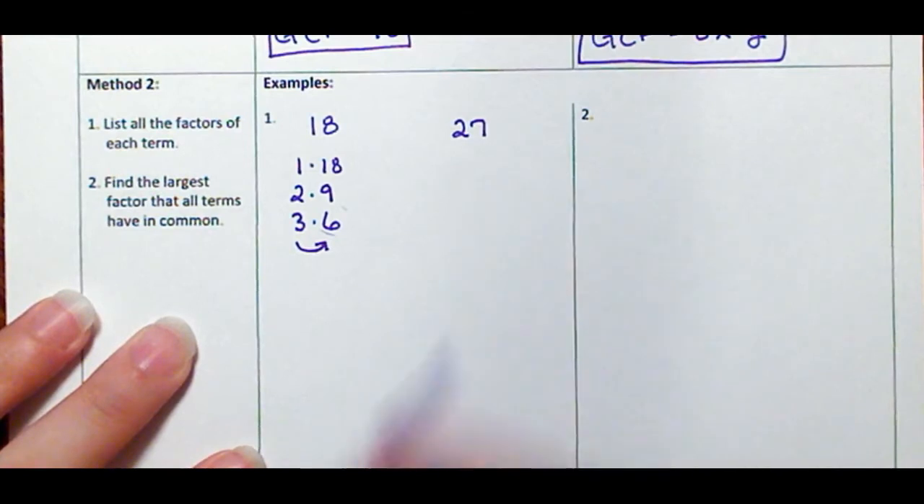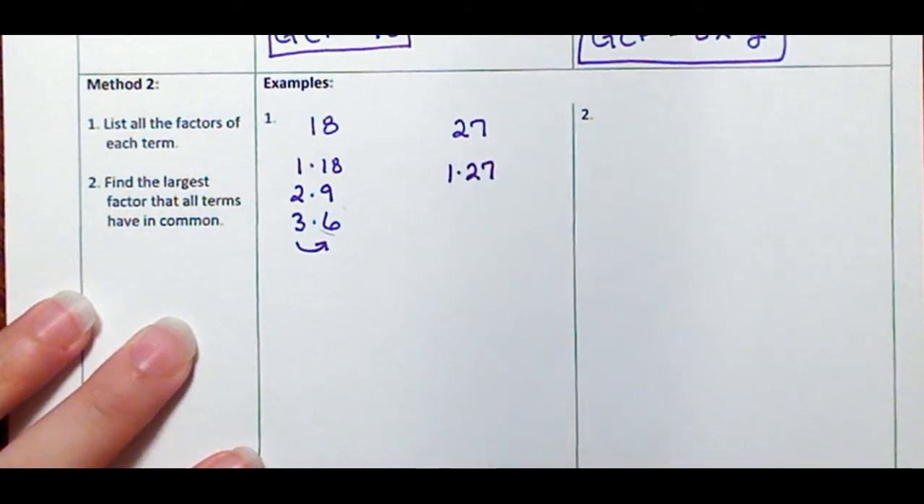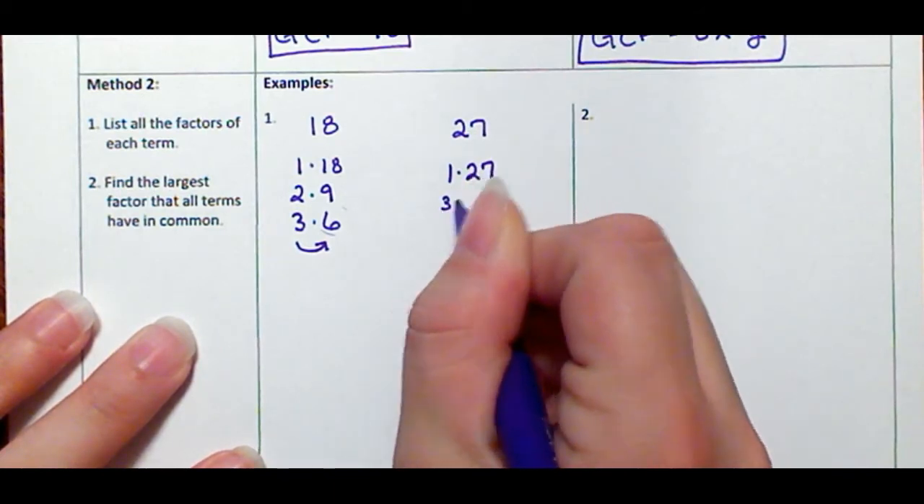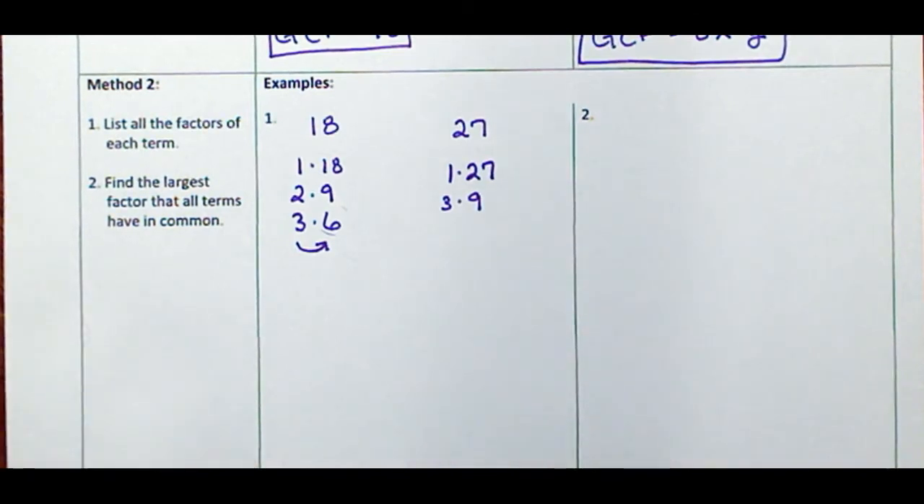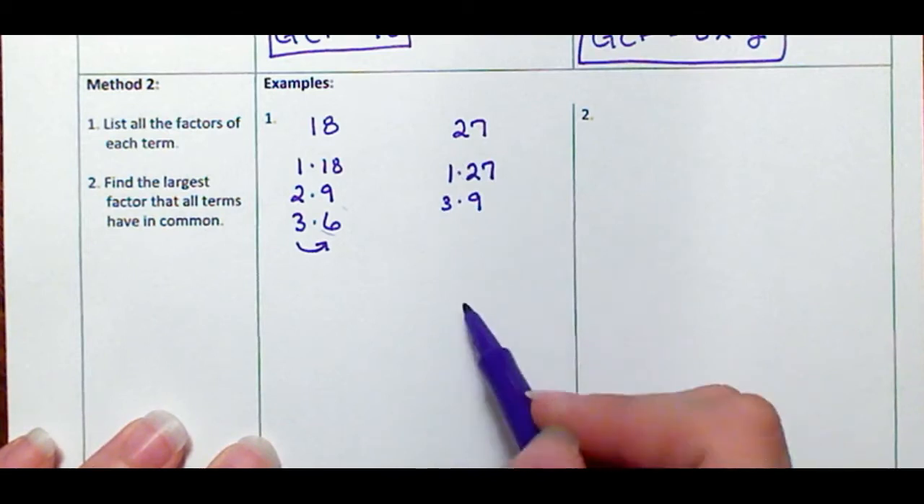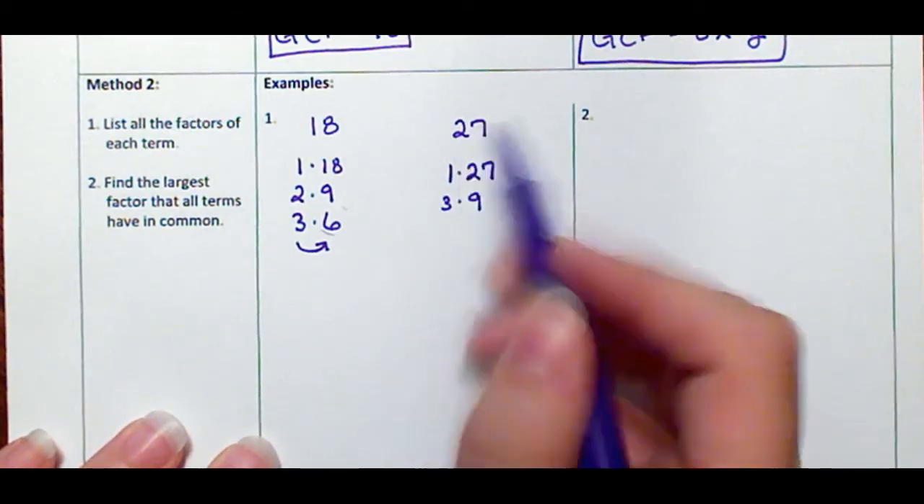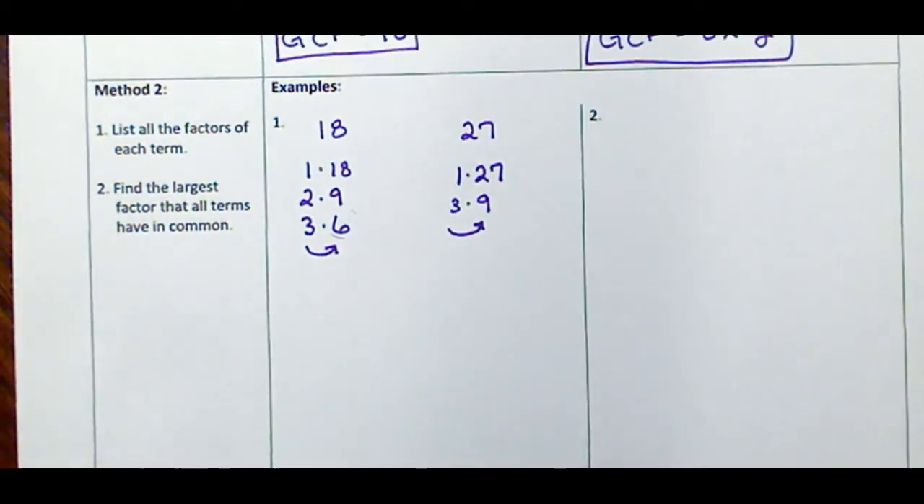All right, now let's look at 27. So 27 is 1 times 27. 2 doesn't go into 27. 3 does, so that's going to be 3 times 9. Then we look at 4. 4 doesn't go into 27. 5 doesn't, 6 doesn't, 7 doesn't, 8 doesn't. The next number that goes into it is 9. So we've already done this turnaround, which means there are no more factors of 27.